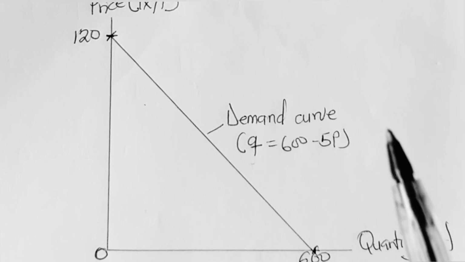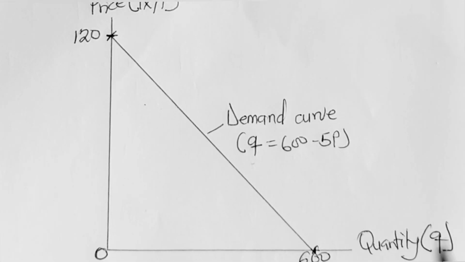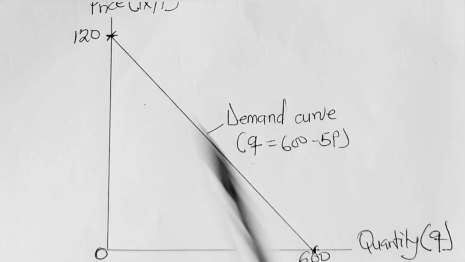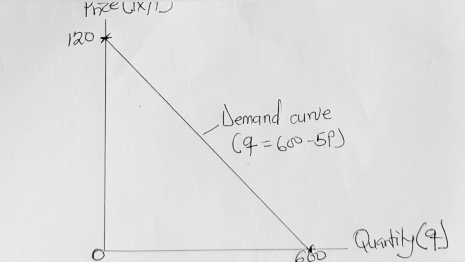I also stated that price is always on the Y axis while quantity is always on the X axis. Please do not interchange them. This has always been like that, so we have to keep it this way. Price should always be on the Y axis. Quantity should be on the X axis.